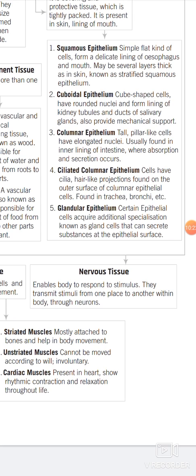Sometimes cuboidal epithelial tissues have a particular specialization to secrete something, and that tissue is called glandular epithelium. So what is glandular epithelium? Certain epithelial cells acquire additional specialization. Which kind of specialization? To secrete some substances from the epithelial surface, and this tissue is called glandular. Such cells are called gland cells, and such tissue is called glandular tissue.